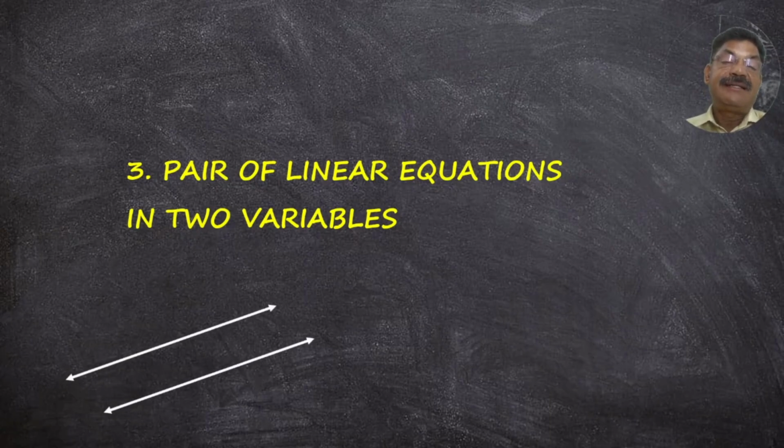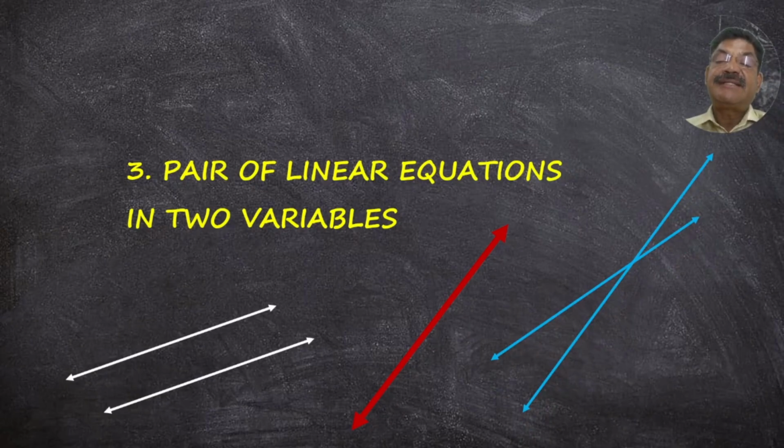They can be like this. They are parallel. So they can be parallel, or they can be like this. One line lies on the other line. This is called coincident. So these two lines are coincident. This is another situation. These two lines intersect at a single point. So there are three possibilities. Only three possibilities. Either they can be parallel, or they can be coincident, or they can intersect at a single point.